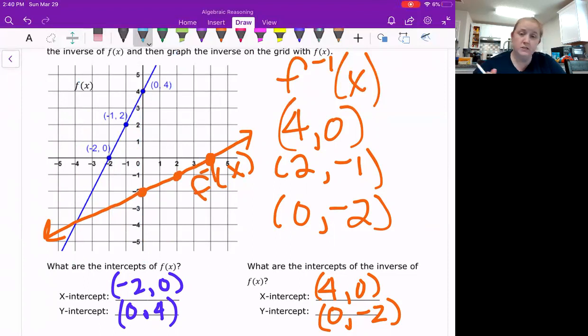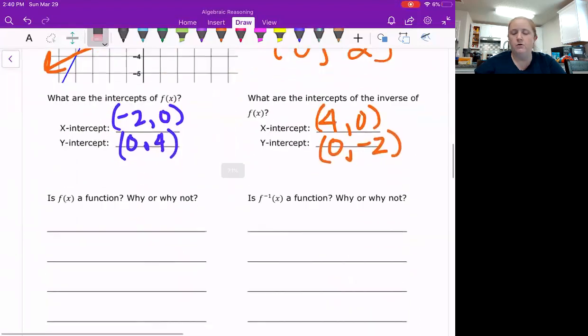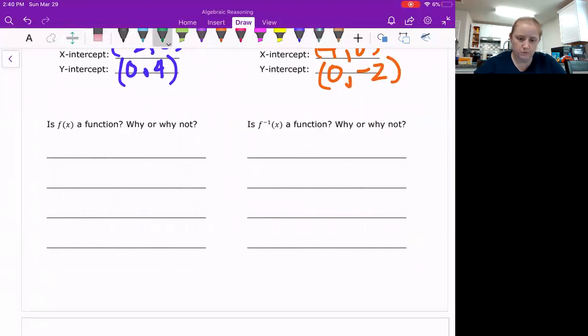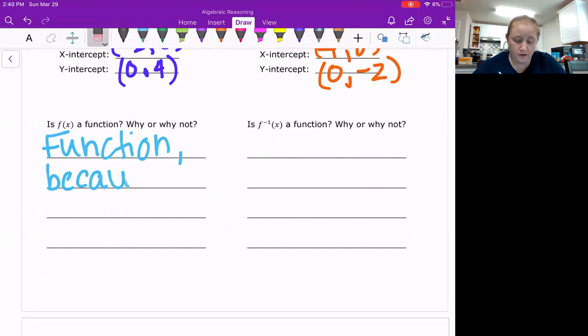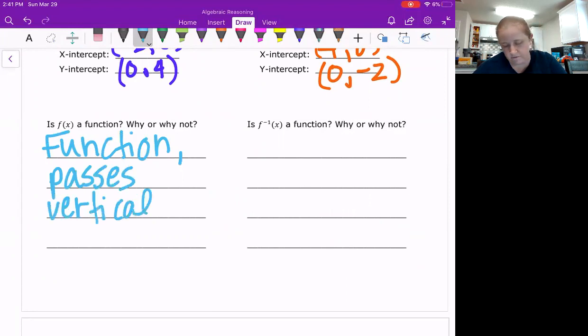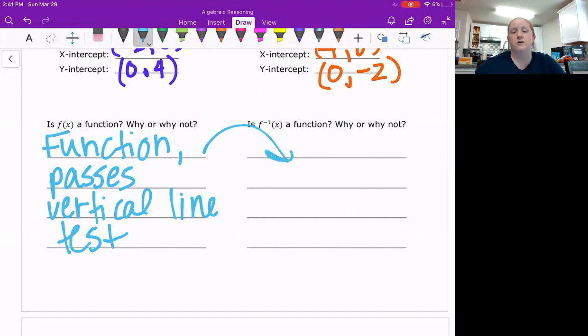Now imagine that same line when it's hitting the inverse line. No matter where I draw a vertical line on the inverse, it only hits the line one time. So both of them are functions. So we have a function because the x's don't repeat, or because it passes the vertical line test. And same thing for the inverse. The inverse is a function because it passes the vertical line test.